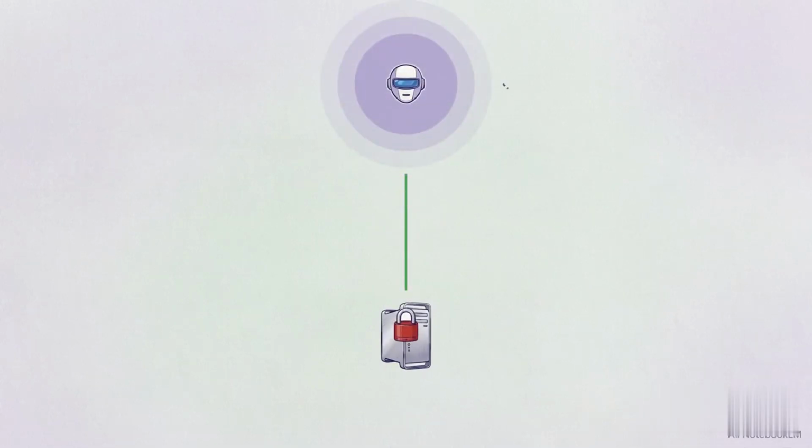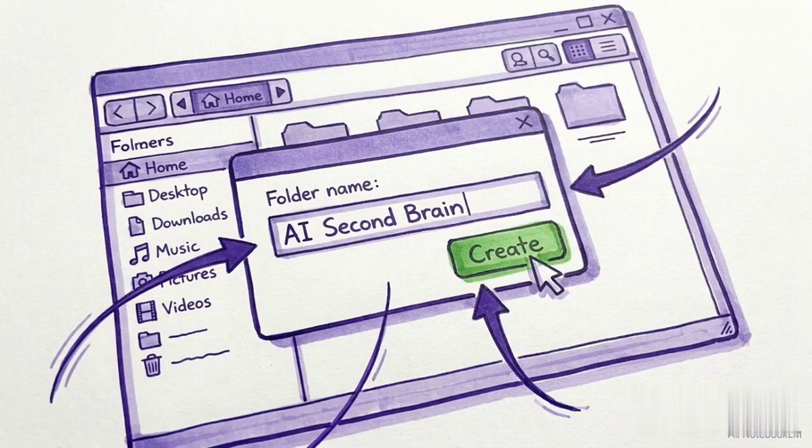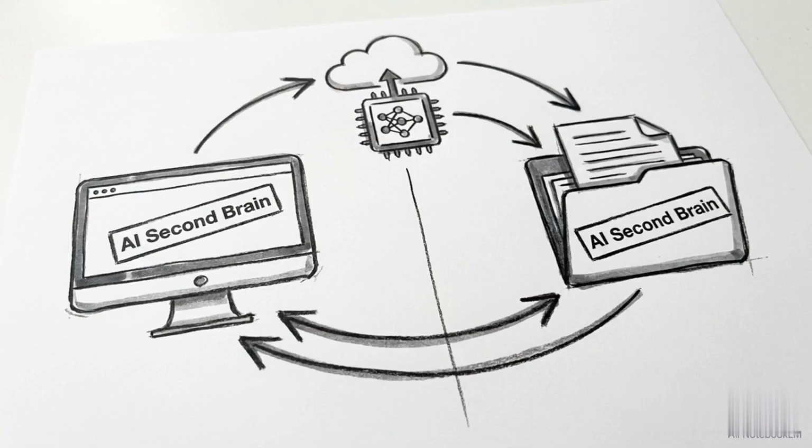Running this entirely on your own hardware means the AI stores your files locally, not on a remote corporate server. You get the intelligence of a massive cloud model, but with total control over your private data. Let's set up the storage environment. Open Obsidian, click Create New Vault, and name it AI Second Brain. Save it somewhere easy to find, like your desktop or your Documents folder.